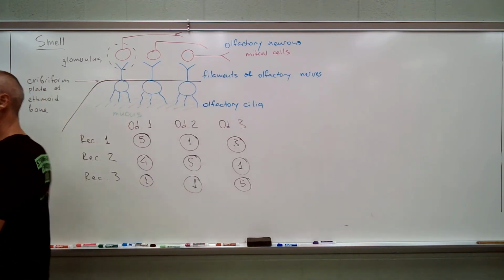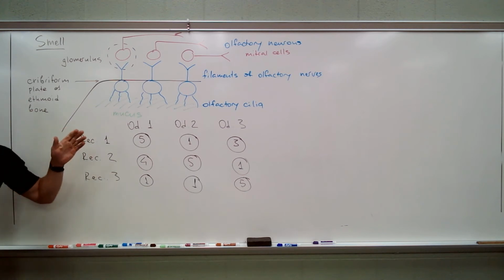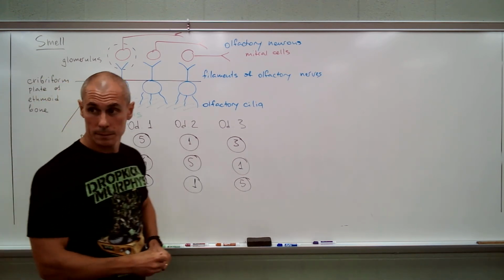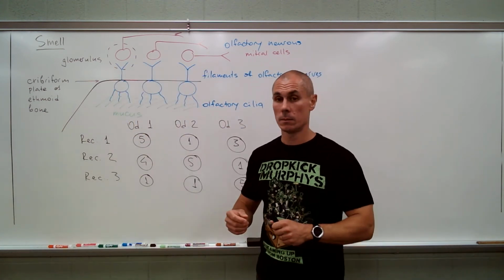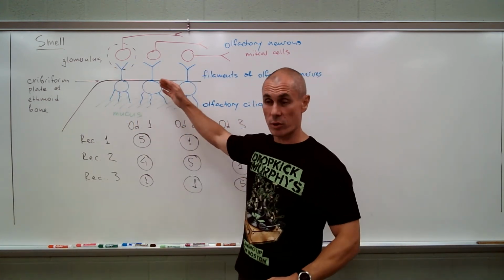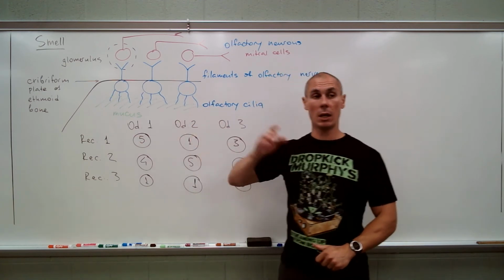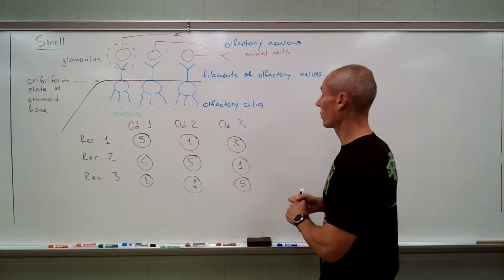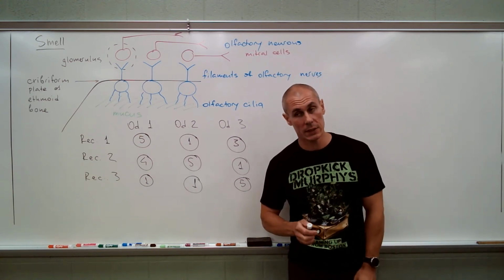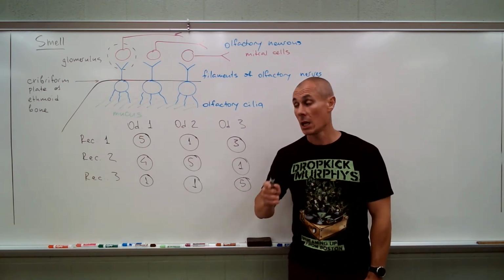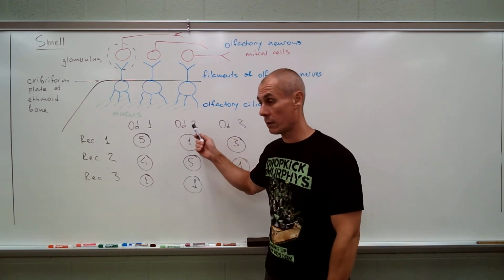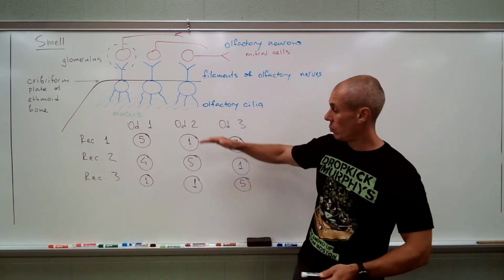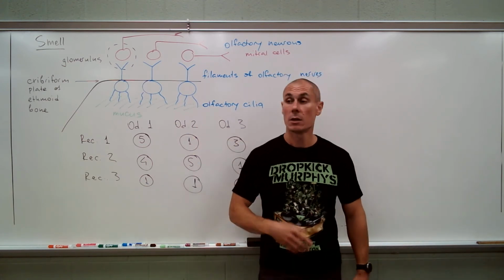So you see that pattern, right? So here's the deal. Each receptor on your olfactory neurons can interact with multiple odorants. Does that statement make sense? Each odorant can interact differently with different receptors. Are you with me?